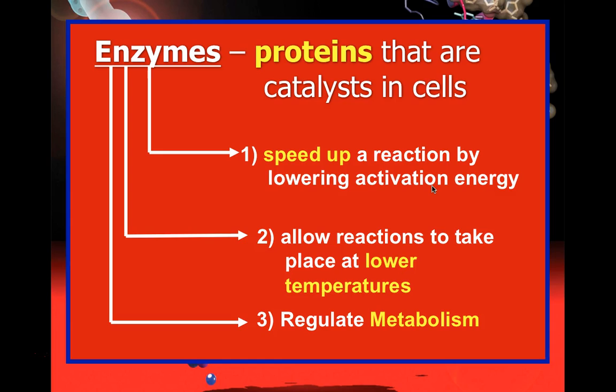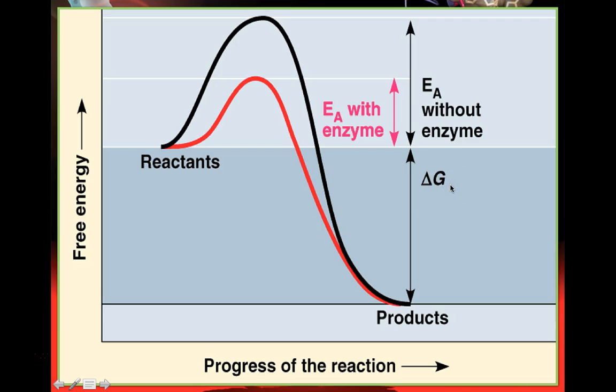When you speed up chemical reactions and you allow reactions to take place at lower temperatures, that is the act of regulating metabolism. So what we have here is what we call an activation energy graph. It looks pretty confusing, but once we start to break it down, it really should make a lot of sense. Over here on our y-axis, we have what's called free energy. So what that means is the higher up you go on this graph, the more energy is being used for a chemical reaction to occur.